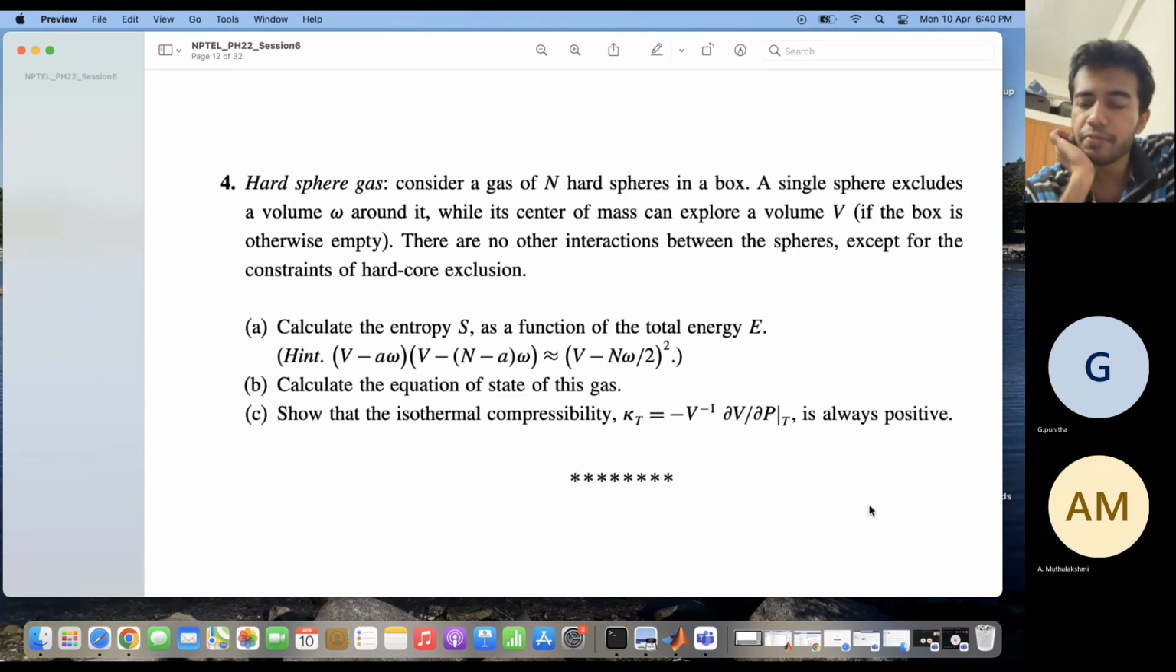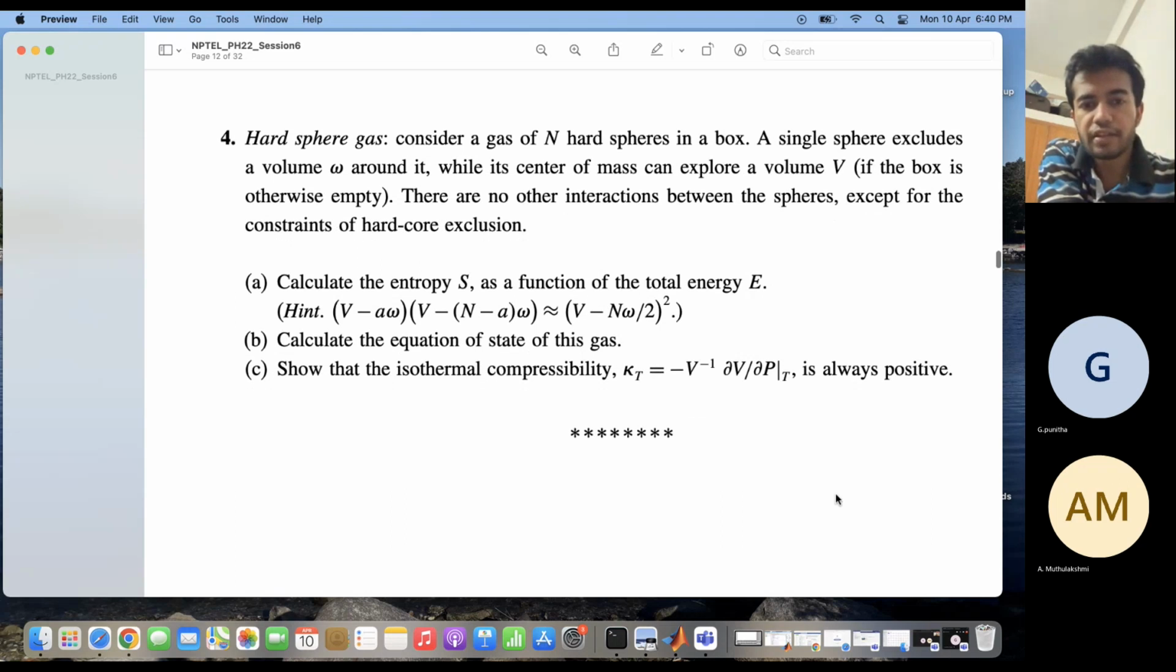So that is what this question basically says, that a single sphere excludes a volume omega around it, while its center of mass can explore the entire volume of the box if the box is otherwise empty. The volume of this particle is very small, but it's not negligible. And there are no other interactions between the spheres except for the constraint of hardcore exclusion. That means the centers of spheres cannot overlap with each other. If the spheres collide, they cannot coalesce into each other. They will collide and then move away from each other. So their volumes cannot be deformed.